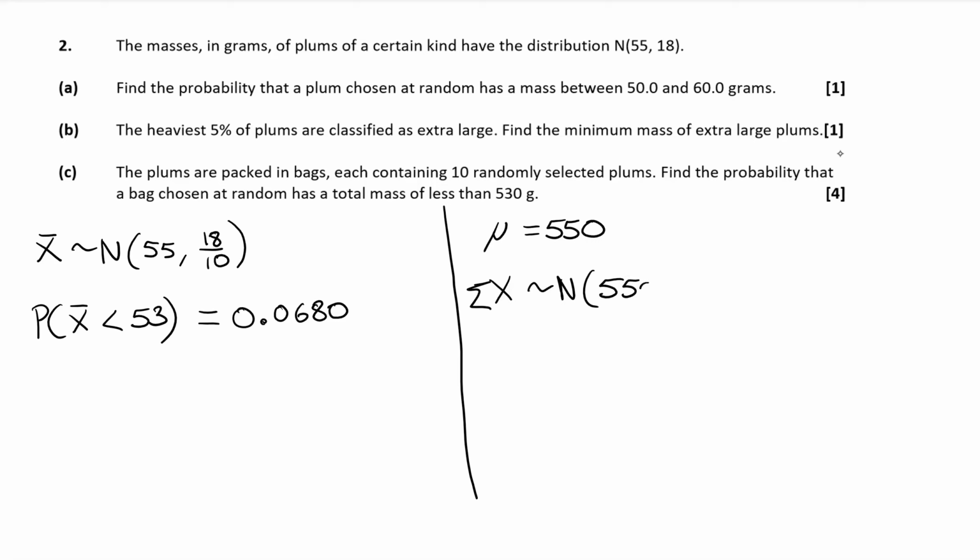I've got a mean of 550, and now my variance would be 180. So rather than use a variance of 18, I would use a variance of 180 now. So I need to multiply the variance by 10 as well, which is multiply the mean by 10. I need to also multiply the variance by 10. So then work out the probability that the sum of all the plums would be less than 530 grams. And put that in your calculator, and you should also get 0.0680.